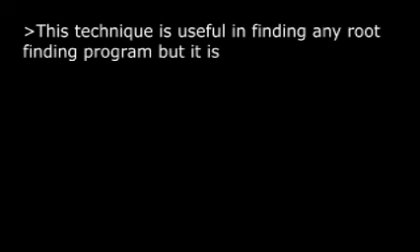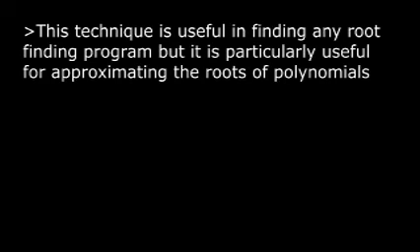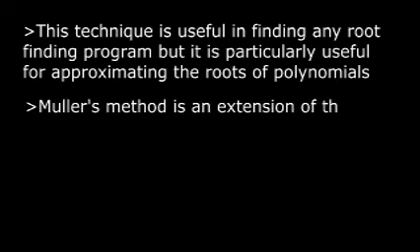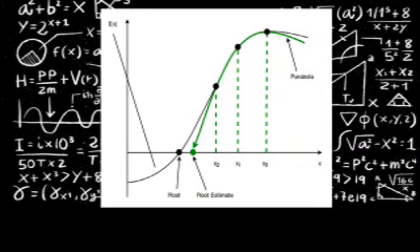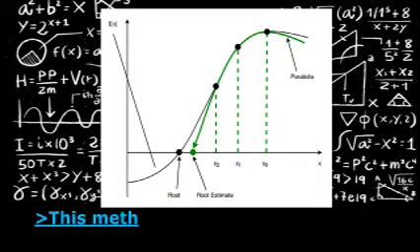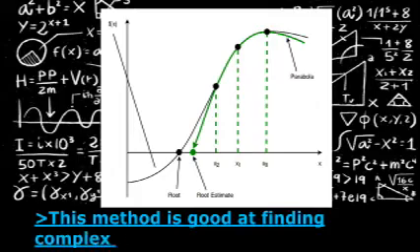This technique can be used for any root finding problem, but it is particularly useful for approximating the roots of polynomials. Muller's method is an extension of the secant method. Here is our graph with the parabola, and we will assume three points, which are x sub 0, x sub 1, and x sub 2. This method is good at finding complex roots.